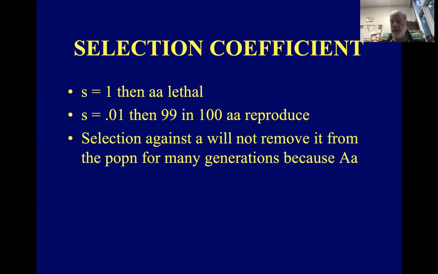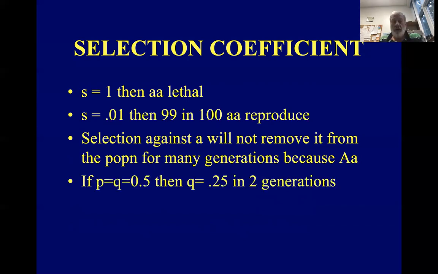But selection takes a long time to get rid of a little a allele, to make it go completely to 0, because it can hide out in heterozygotes. So there'll be a few big A, little a individuals in the population. We call this a heterozygote refuge. So little a will decrease quickly at first and then maintain a low frequency presence for many generations.